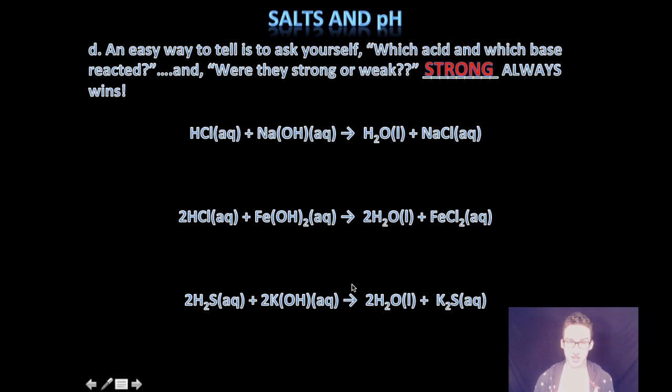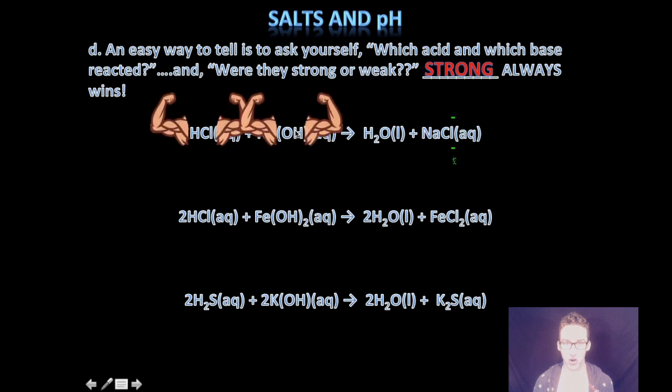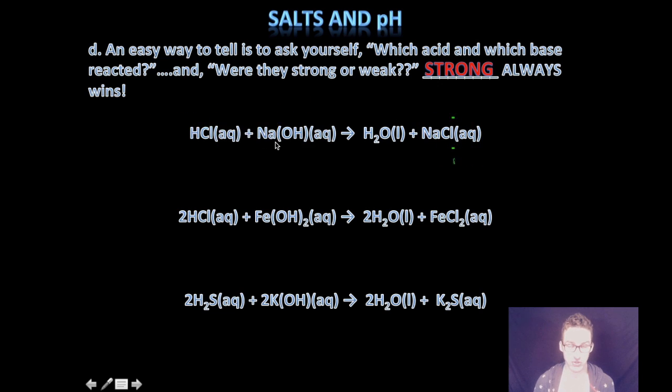Now, you might be asking yourself, oh man, I'm so confused. Is there an easy way to tell? Yes, strong always wins. So if we come back to those 3 examples that we just worked through, the first example was a strong acid and a strong base. Well, since they're both strong, we don't have a winner, if you will. Therefore, we produce a neutral salt.